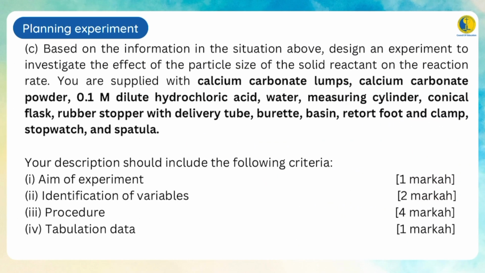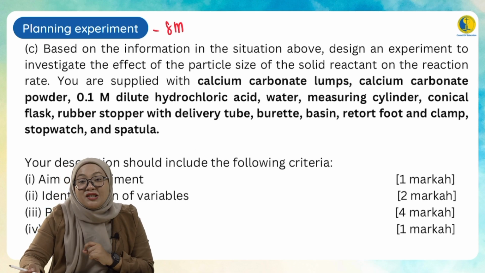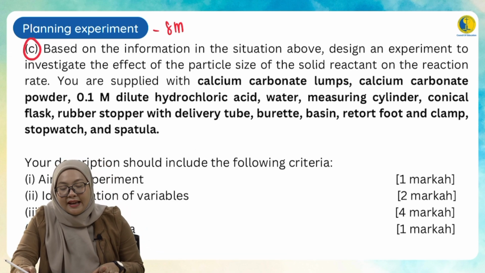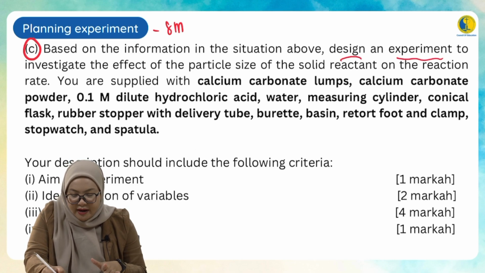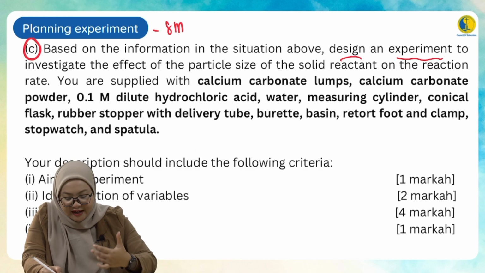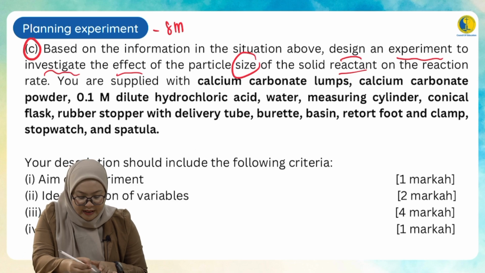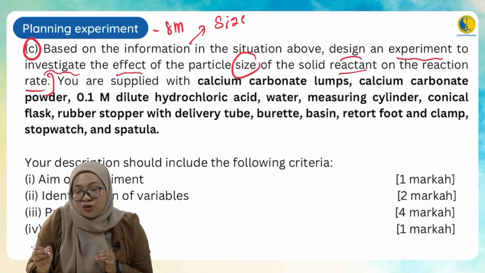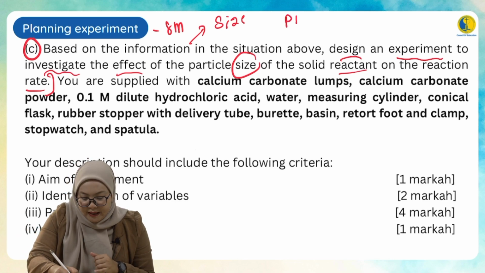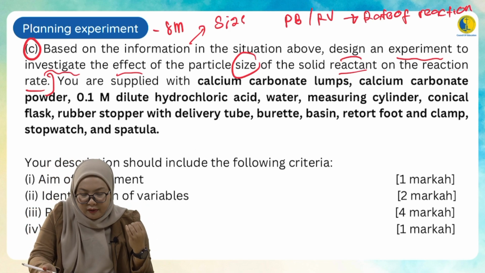On the next question, this is the killer part, where 8 marks are given in this subsection, question 11C. Based on the information above, design an experiment. You have to design, not do, an experiment. Design an experiment to investigate the effect of the particle size of the solid reactant on the reaction rate. They are studying the factor of particle size towards the rate of reaction, and the responding variable that you are studying is the rate of reaction. So you already know the responding variable and the manipulated variable.